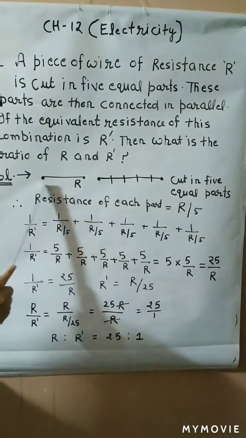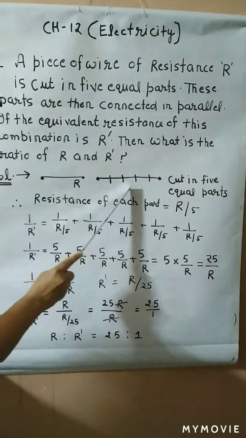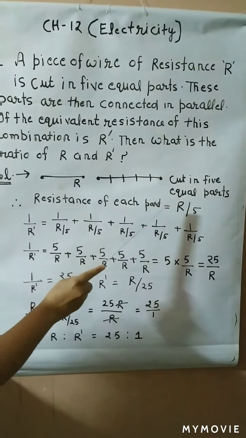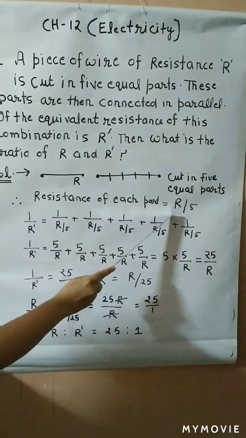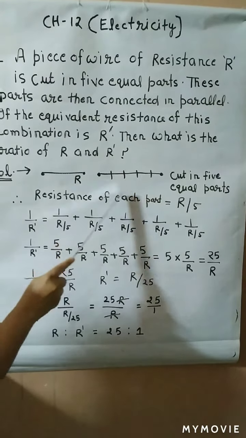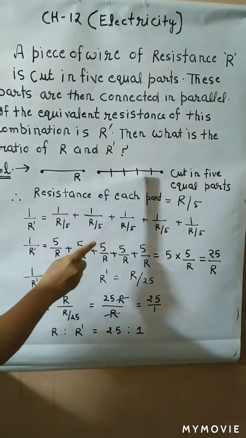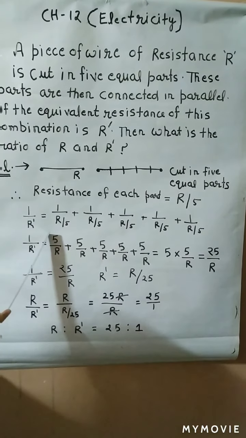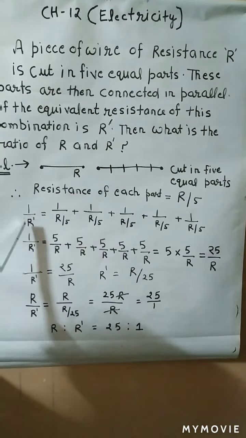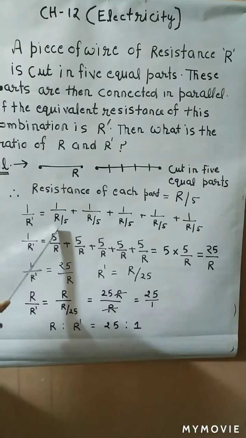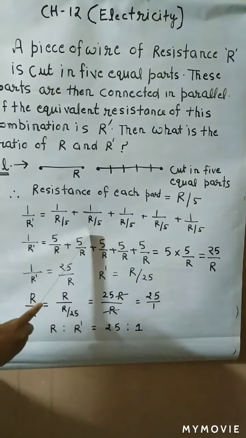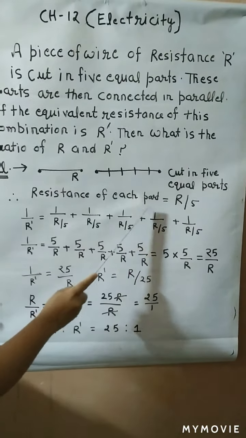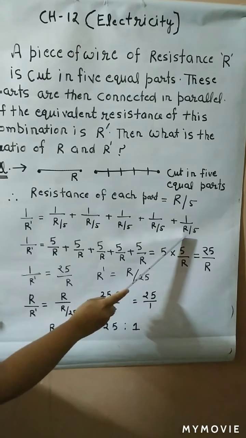A wire is given whose resistance is R. Now this wire is cut in 5 equal parts. So what is the resistance of each part? R by 5. And we have to connect these 5 pieces in parallel combination. So we will calculate the total resistance in parallel by the formula 1 upon R dash is equal to 1 upon R by 5 plus 1 upon R by 5, plus 1 upon R by 5, plus 1 upon R by 5, plus 1 upon R by 5.